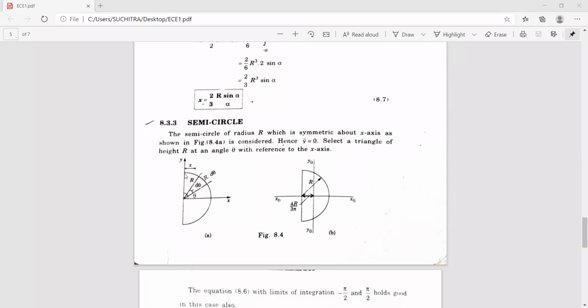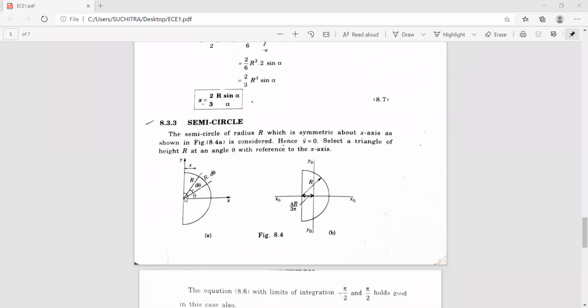Now, in our case, we have considered a semicircle of radius r, which is symmetrical about x-axis, as shown in the figure, and hence the value of y bar is 0. Similarly, this semicircle has a radius r, and you consider a triangular element whose height is equal to the radius of the semicircle, which makes an included angle d theta, and the base of which is r d theta.